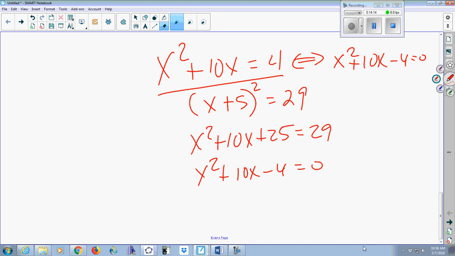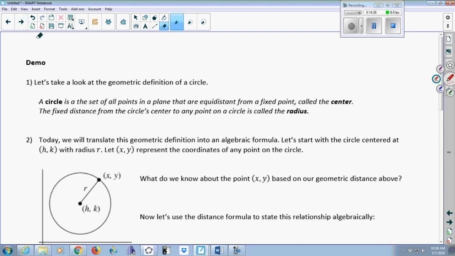So understanding that this middle number is always double this product is really important. That's why I threw that into the preview exercise. But we'll have some practice. All right, so let's take a look at this demo.